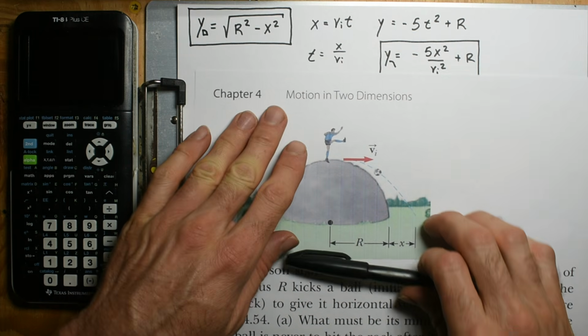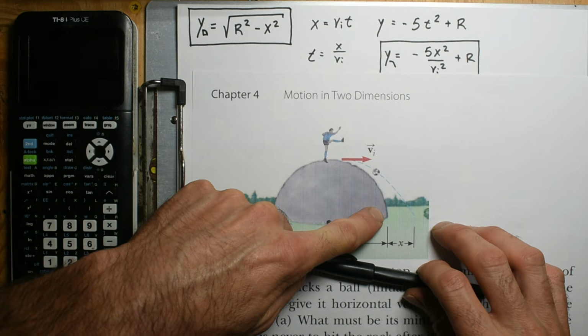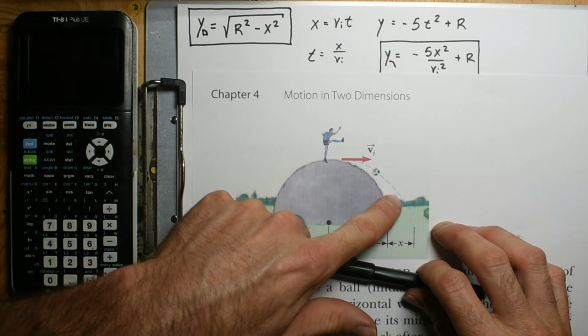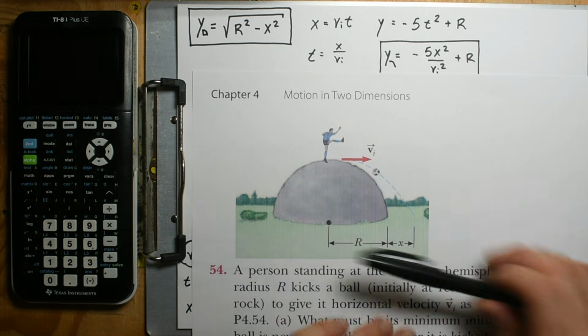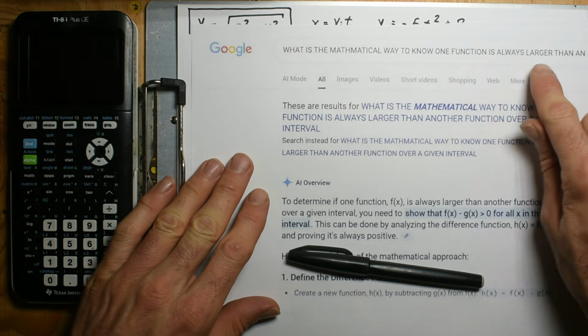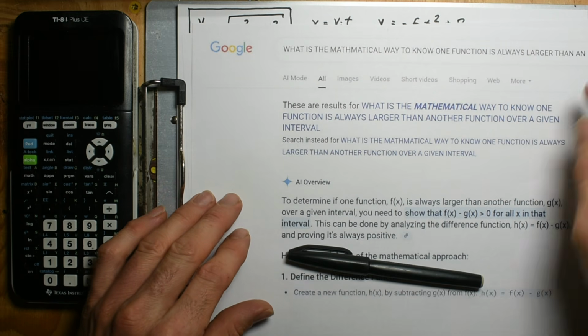I want a way, because I don't know, maybe it's larger at the start, but then comes crashing down into it. You know what I mean? Maybe it's larger at the start and then clips it right there and then passes it. How am I supposed to know that? And so what we need to figure out is that one function is always larger than the other over an interval.